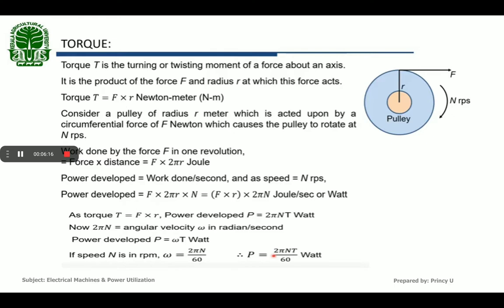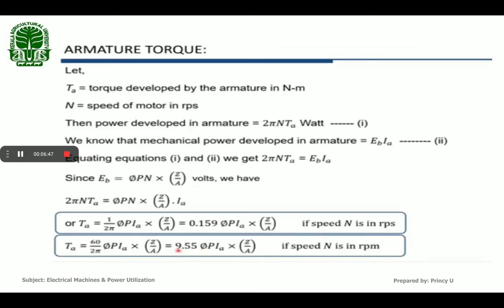Normally in practice we measure speed in RPM, so we can convert that n into an RPM value. Just divide it by 60, then you will get omega is equal to 2 pi n by 60. So we can write power developed as 2 pi n T by 60 watts. Okay, so now this is the torque equation and power equation.